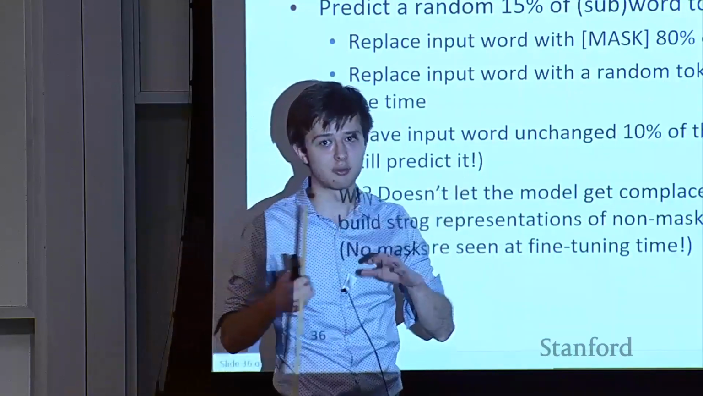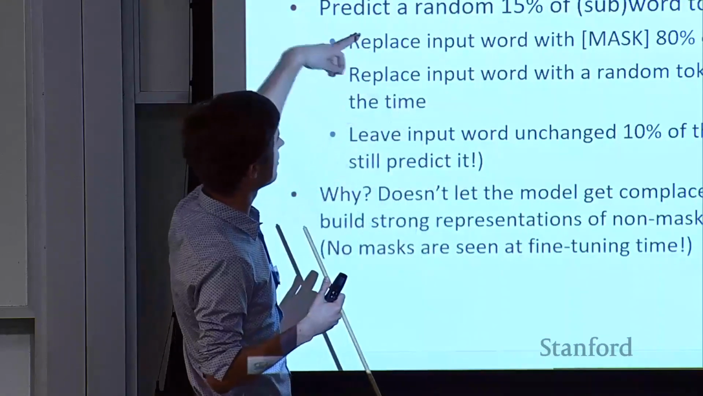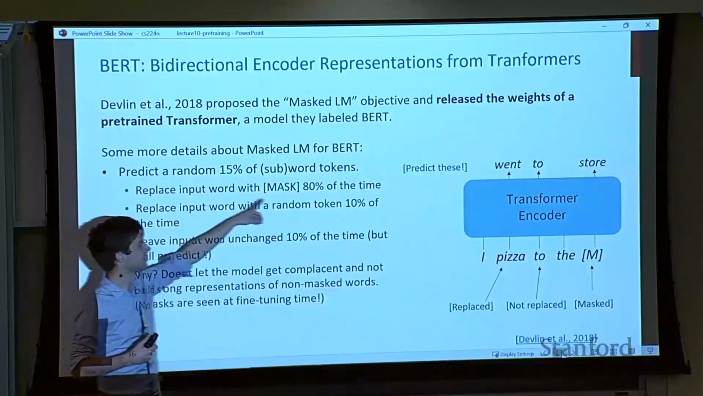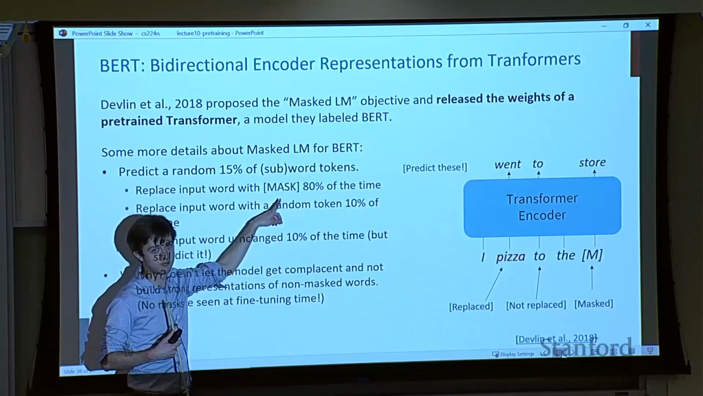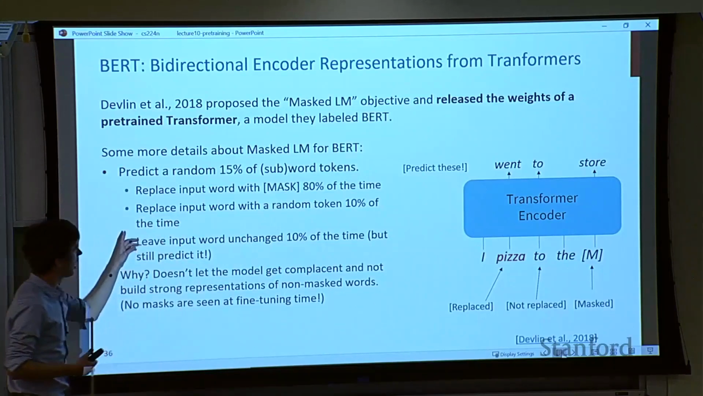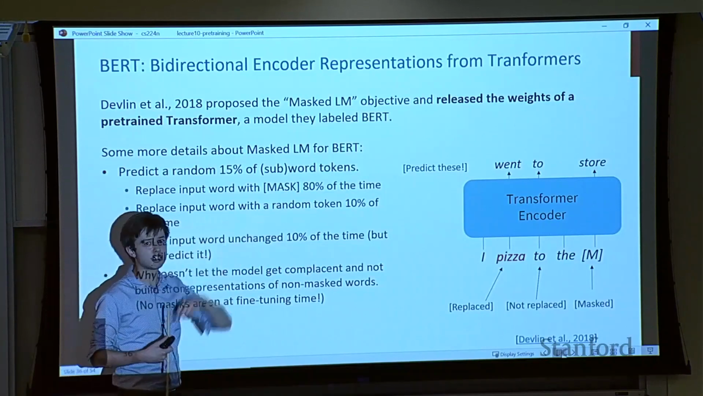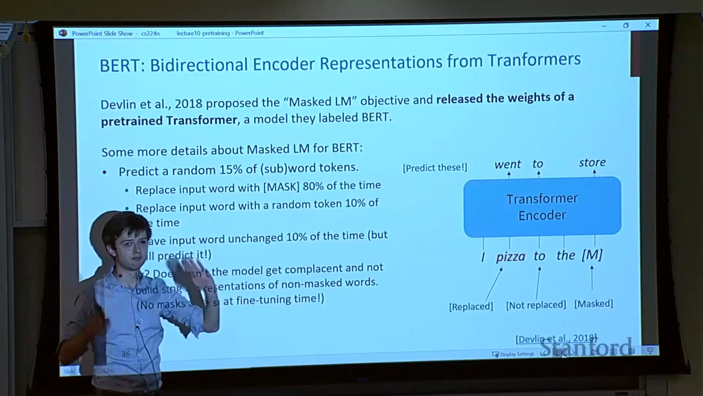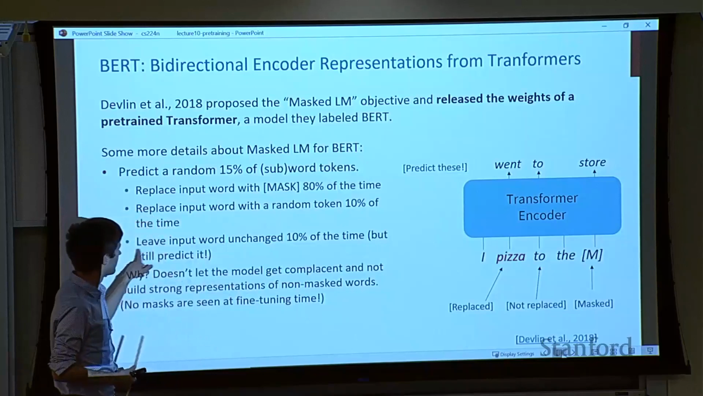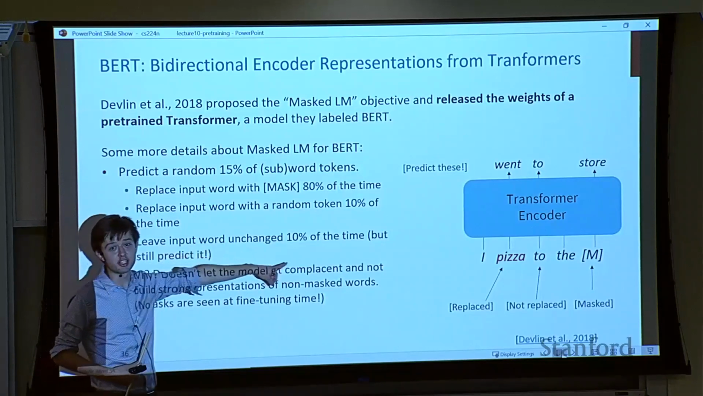So we're going to add some sort of uncertainty to the model. So what we're going to do is, for those 15% of tokens, 80% of the time, we're going to replace it with a mask. That was our original idea of masked language modeling. Then 10% of the time, we're actually going to replace the word with just a random token, just a random vocabulary item. It can be anything. And then the other 10% of the time, we're going to leave the word unchanged.